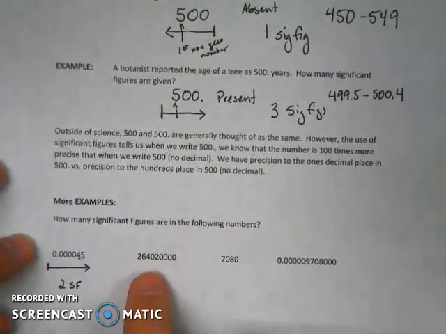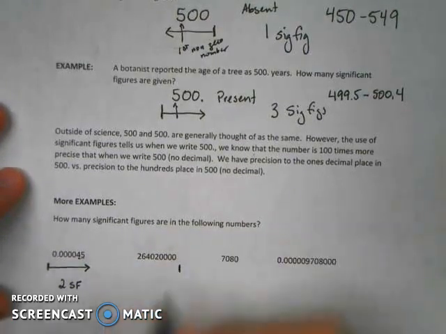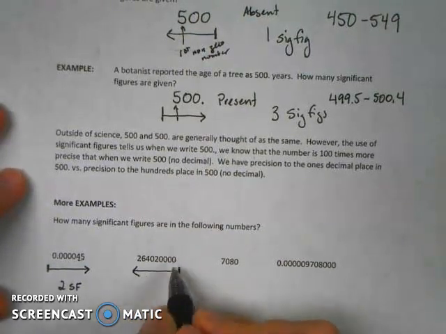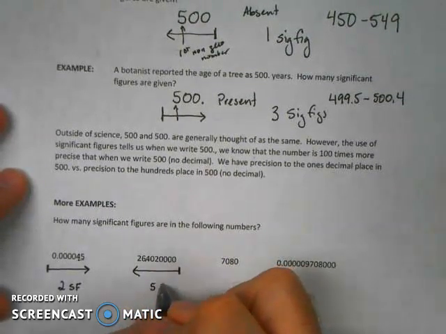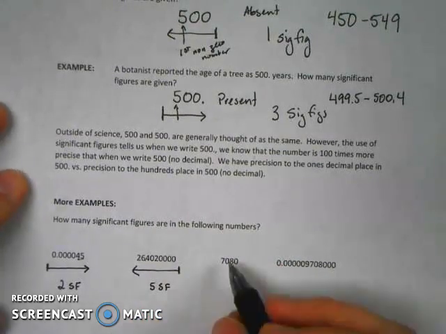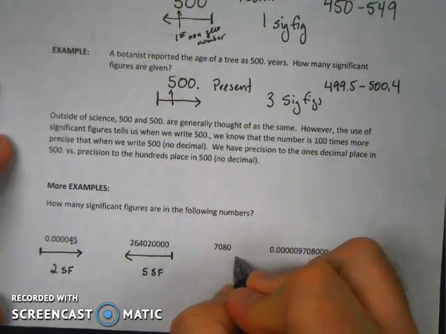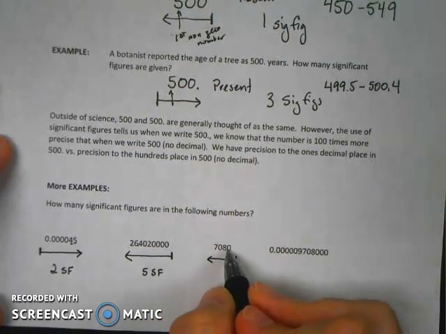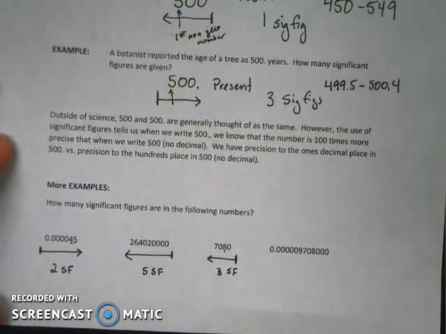Now our next example. We do not have a decimal point, so we start from the right side of the number. The decimal is absent, and we go in this direction. The first non-zero number we come to is 2, and we count everything after it. So 1, 2, 3, 4, 5 sig figs. Next, 7,080. Decimal is absent, so we start from the right side of the number and count that way. The first non-zero number we come to is 8 and everything after it, so we have 3 sig figs.